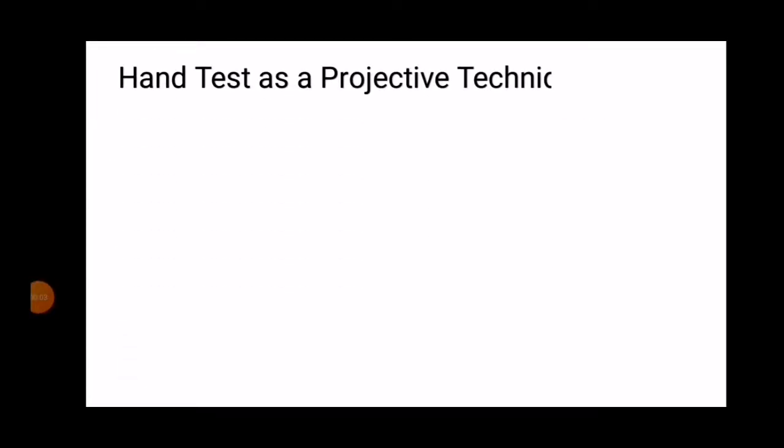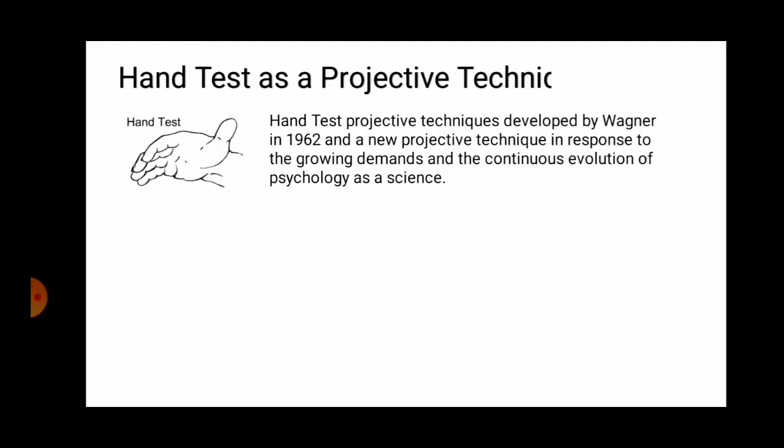Right. So, okay, Hantes as a projective technique. Okay, what is Hantes? So, according to Wagner, Hantes is a projective technique which he developed in 1962, a new projective technique in response to the growing demands and the continuous evolution of psychology as a science.